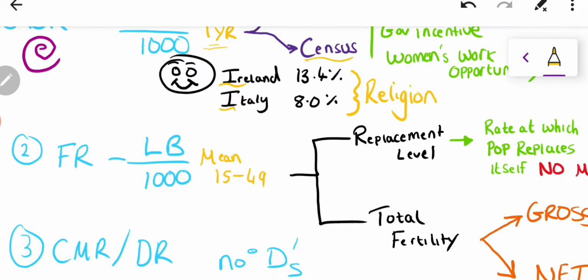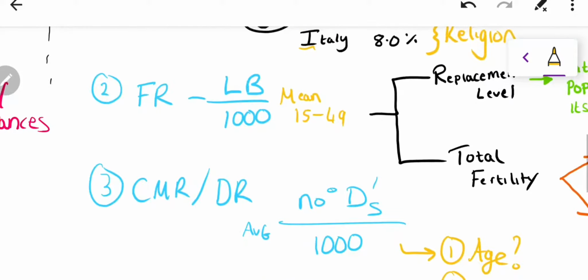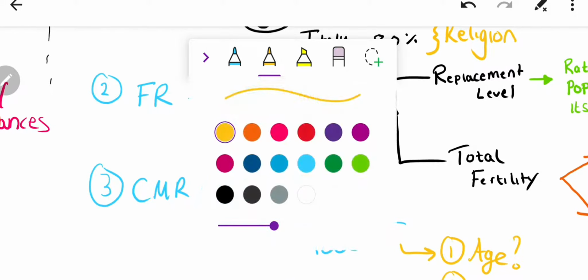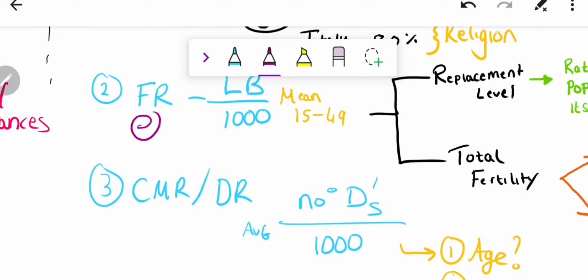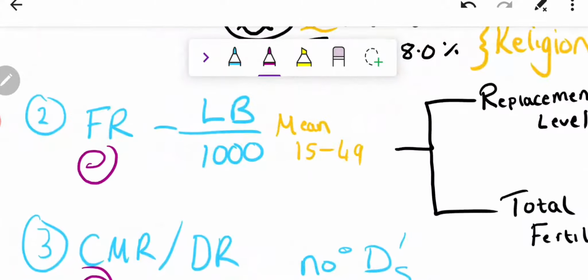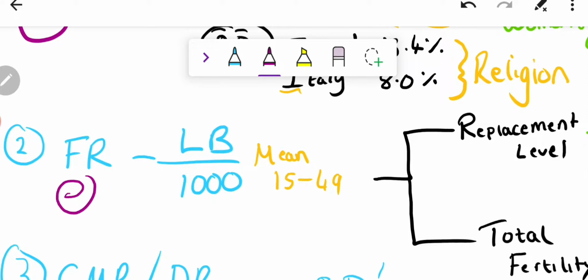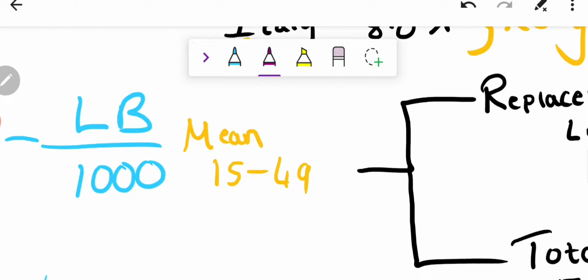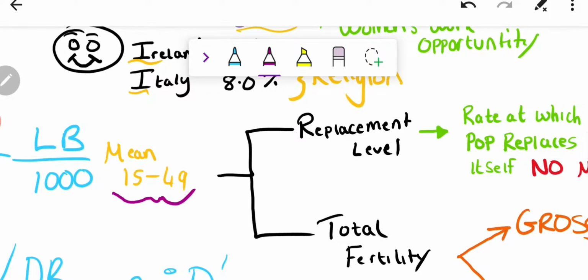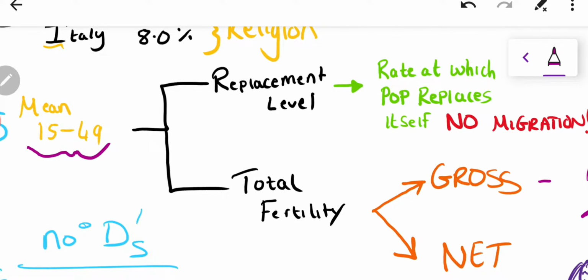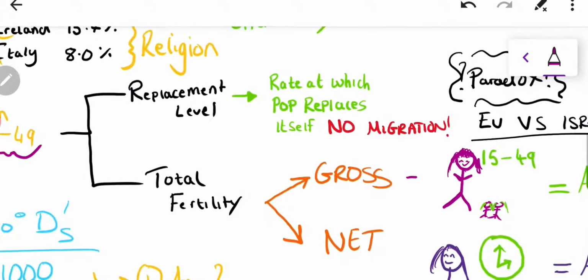Fertility rate. I think everything is just going to be for that year. Fertility rate is live births again, same thing. Live births over 1,000 in the population. And this is a bit more specific now. This is exclusive to 15 to 49-year-olds because they're the prime age for pregnancies.